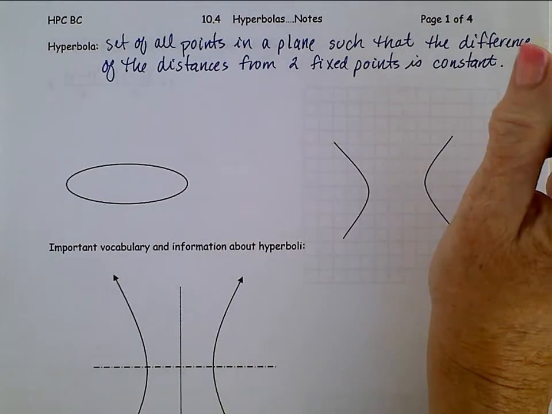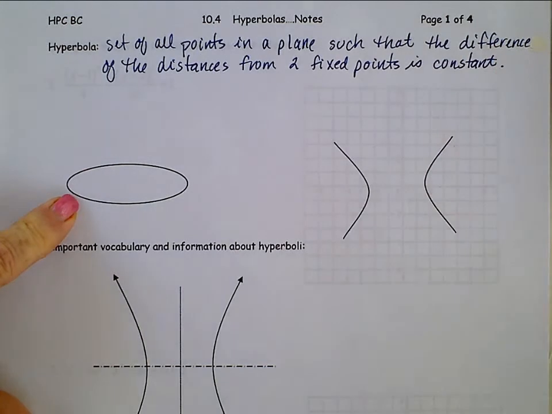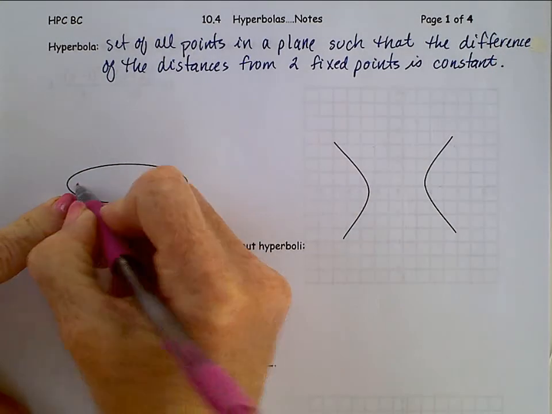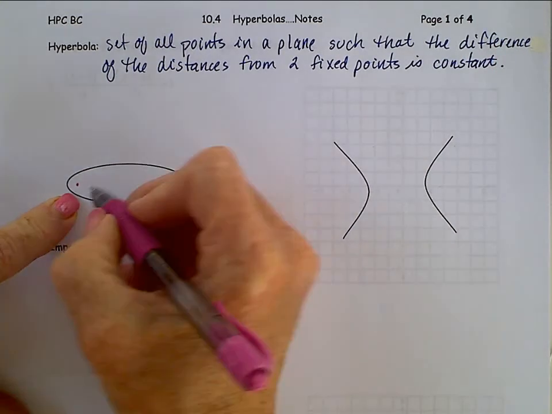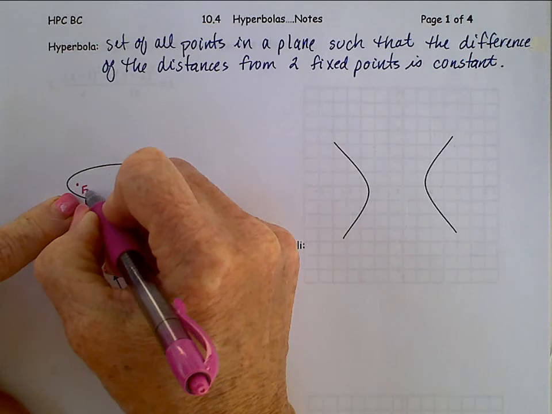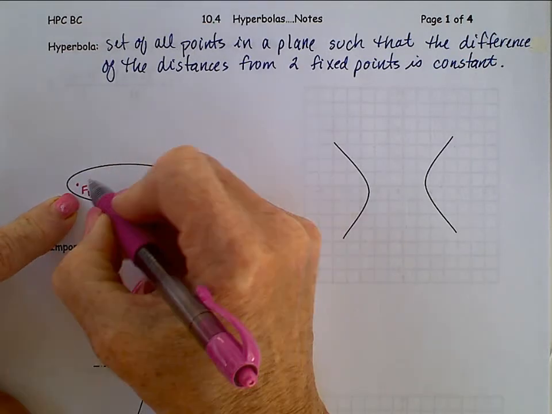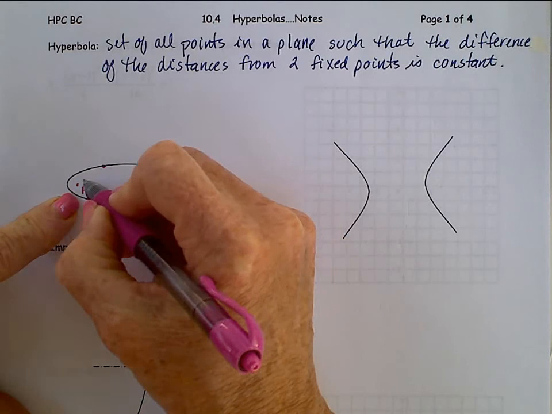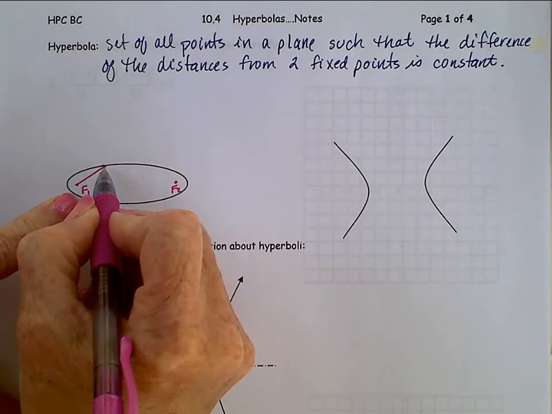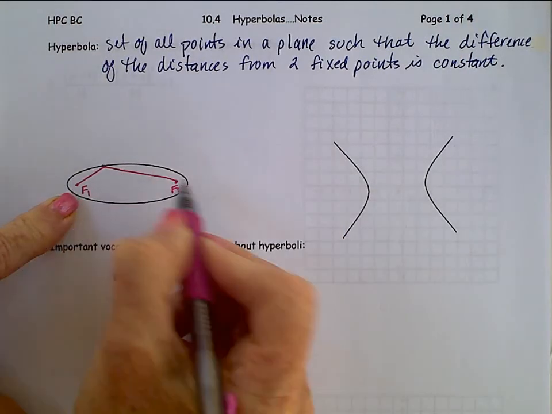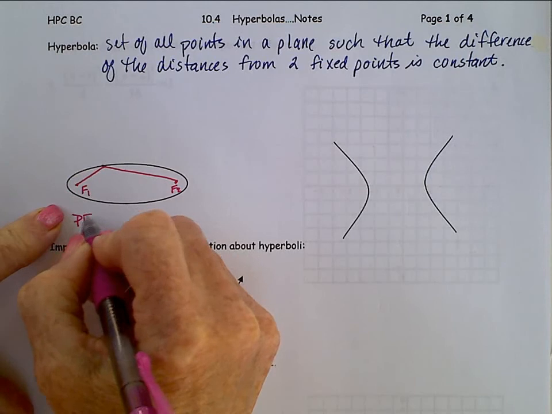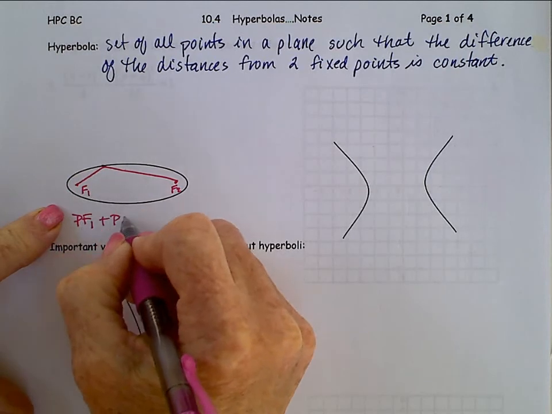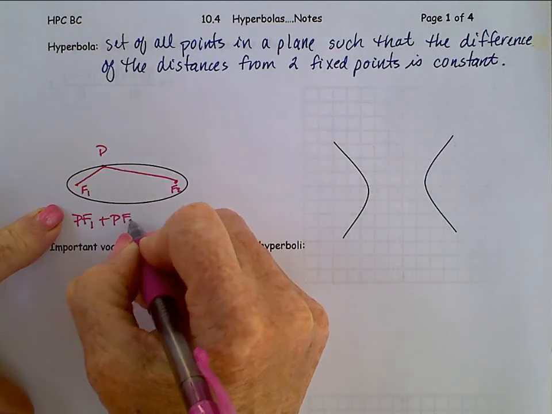Okay, remember for an ellipse, the foci here and any point on this ellipse, P to F1 plus P to F2 is constant.